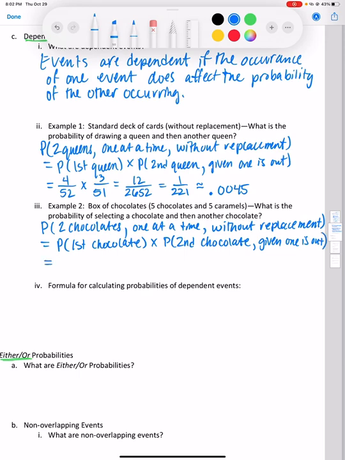So the probability of getting 1 chocolate is 5 out of 10, because there are 5 chocolates and 10 total pieces of candy. And multiply that by the probability of getting the second chocolate given 1 is out, which is 4 chocolates left out of 9 pieces of candy left. And so that's equal to 20 over 90, which is equal to 2/9, or about 0.22. Okay.